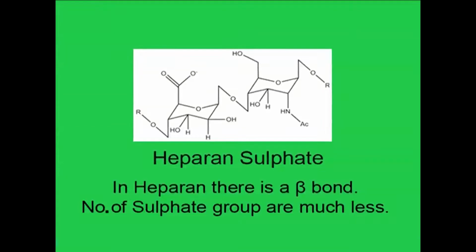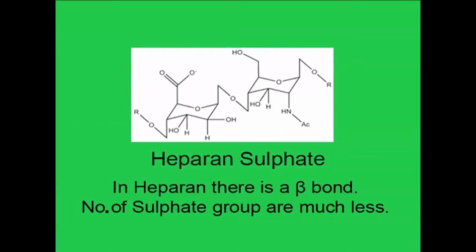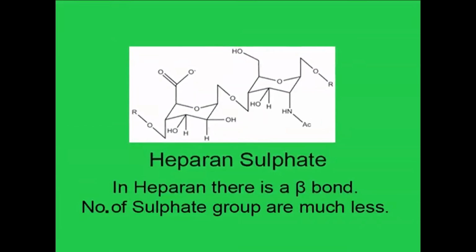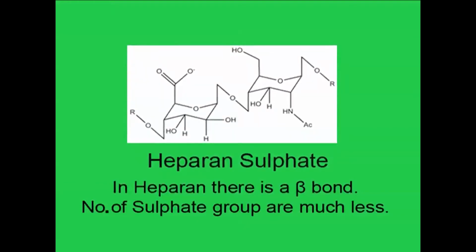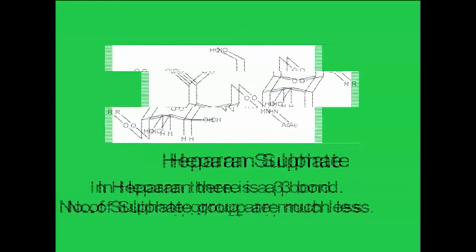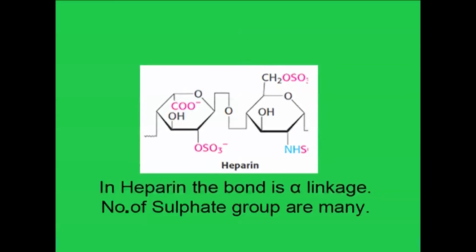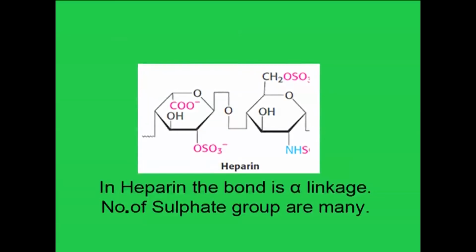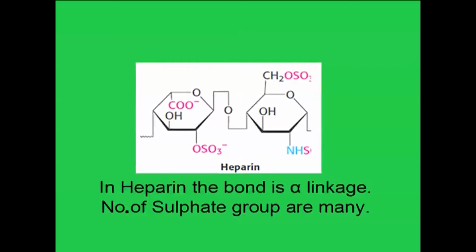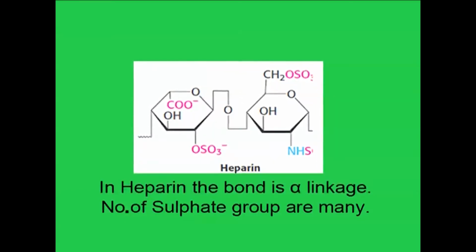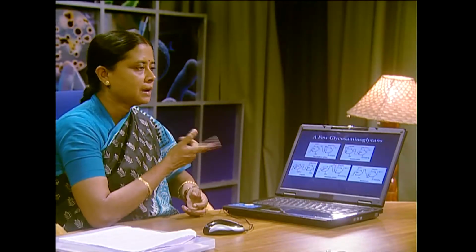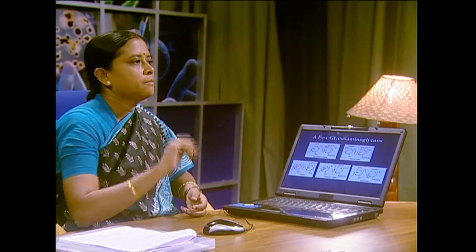I would like to know what is the difference between heparan and heparin. Heparan, the structure has been shown here, has beta bonds and the number of sulfate groups is much less. But in case of heparin, the bond is alpha linkage and the number of sulfates is many, with high sulfation. The property is also different because heparin has an anticoagulant property, but heparan is present in the cell membrane.